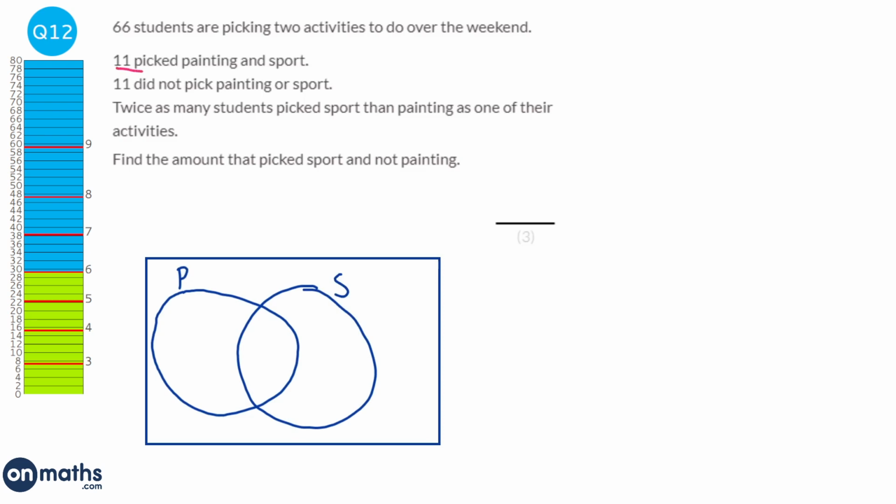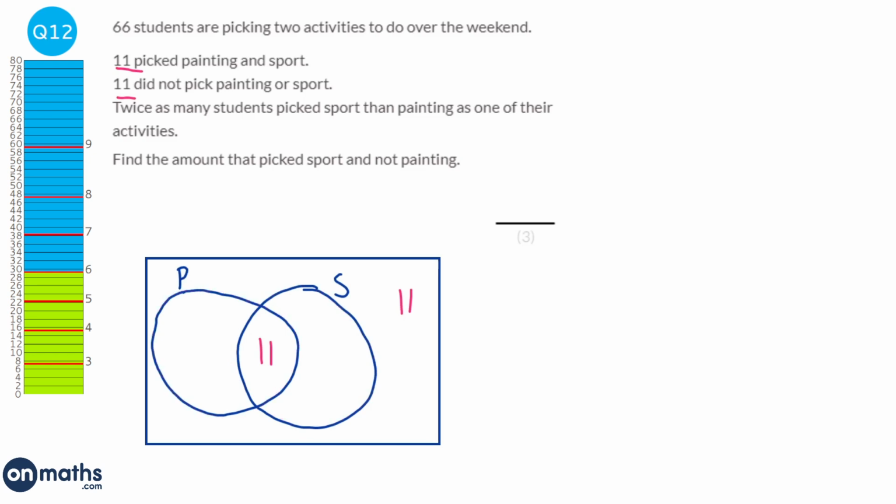So 11 picked painting and sport, so that will go in the middle, because that is painting and sport, and 11 didn't pick painting or sport, so they can sit on the outside. Now here's the problem. It says twice as many people picked sport than painting, as one of their activities. So it's saying that the total number in the sports circle is twice as big as the total number in the painting circle.